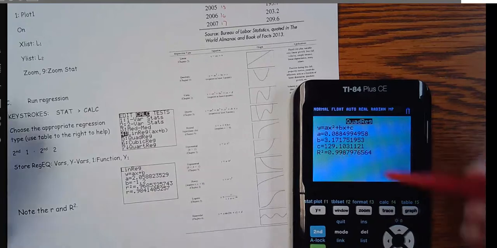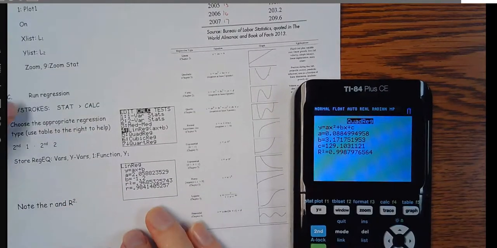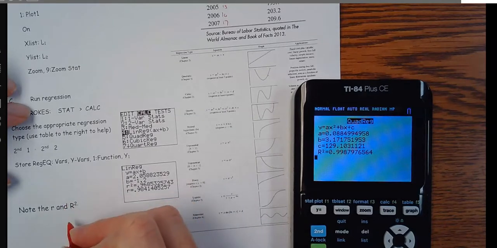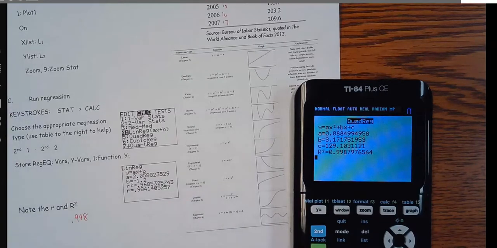And again, look at the R. Now, on quadratics, there's not an R value. There's an R squared, though. And R squared is still the closer to 1, the better. And so R squared is 0.998, which is extraordinary. That's really good. Of course, the linear was very good, too.